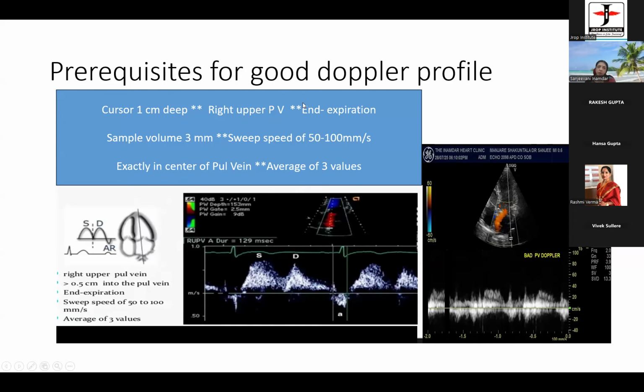And what are the prerequisites? One has to follow these. The cursor should be at least 0.5 to 1 centimeter deep. The right upper pulmonary vein is easier in transthoracic. It should be in end expiration. Sample volume should be 3 mm. Sweep speed should be 50 to 100. It should be exactly in the center of the pulmonary vein. And one should ideally take the average of 3 values. If you don't follow this, you get this bad pulmonary vein Doppler.